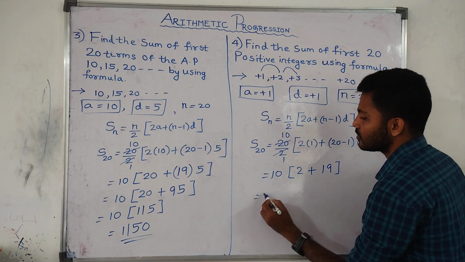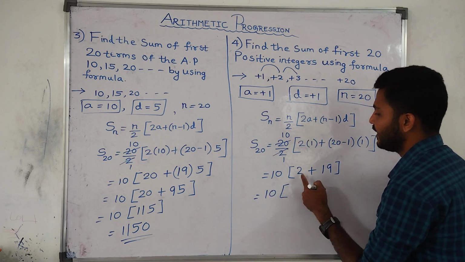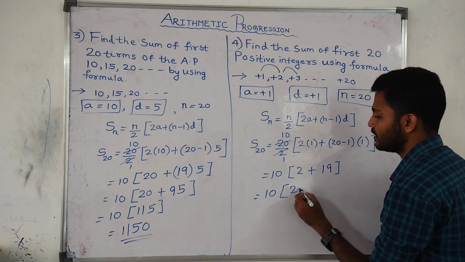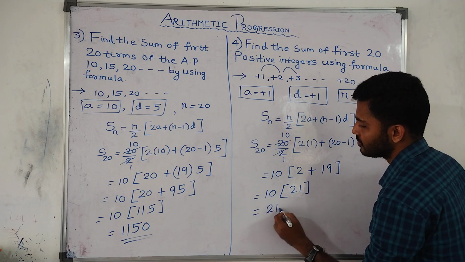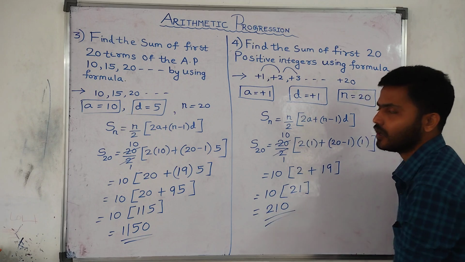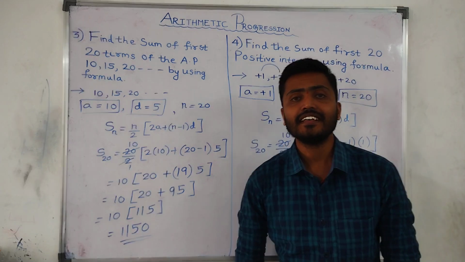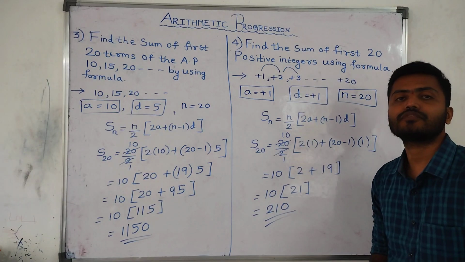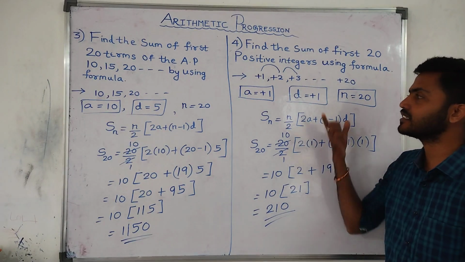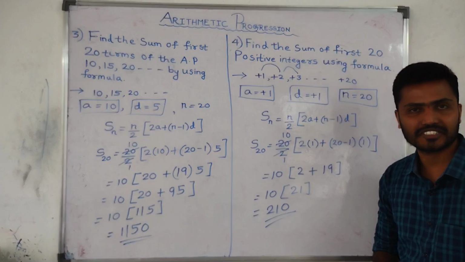Right? So 10 as it is. 19 plus 2 is 21. So 21 multiplied by 10, we are going to get the answer as 210. Okay? So yes, 210 is going to be the sum of first 20 positive integers in this arithmetic progression.